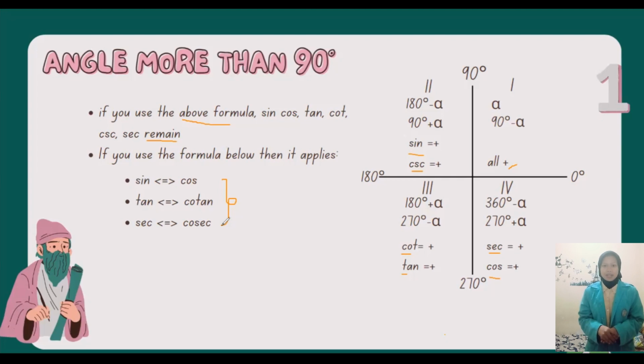To make it easier, if you use a horizontal line, sin, cos, tan, cotangent, cosecant, and secant remain. And if you use a vertical line, sin transforms to cos and cos transforms to sin, tan transforms to cotangent and cotangent transforms to tan, and then secant transforms to cosecant and cosecant transforms to secant.